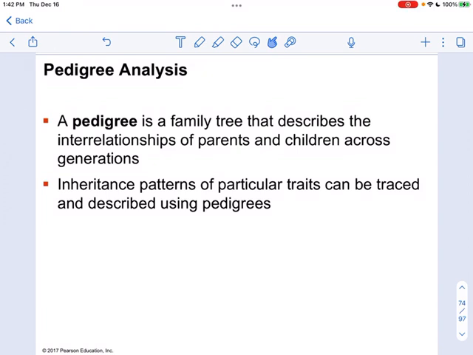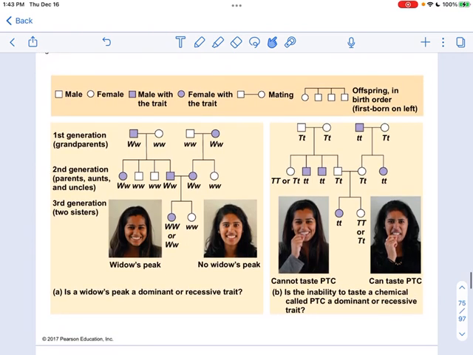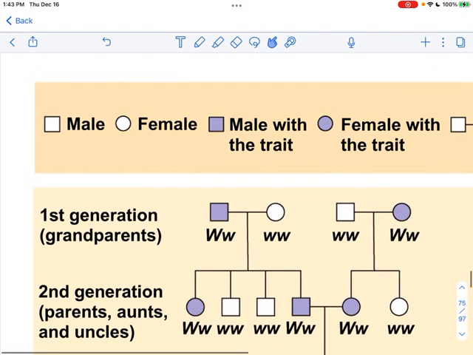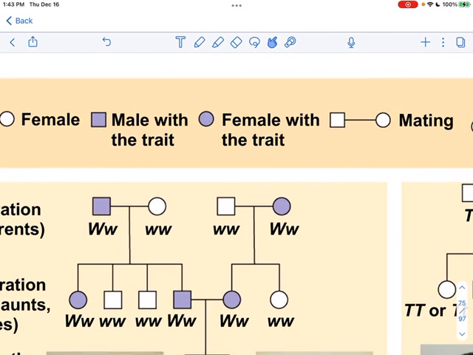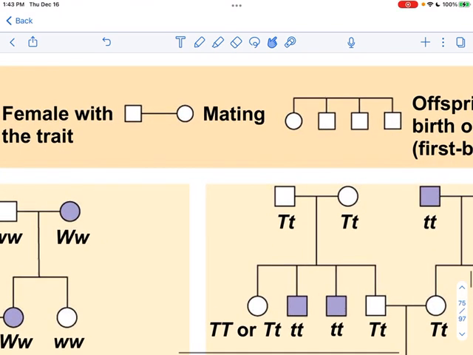My pedigree should look pretty similar in terms of its overall construction of circles and squares. If we look here, we can see some of the very basic symbols that we use for pedigrees. A square indicates a male. A circle indicates a female. If they're shaded in, they have the trait that we are following. A horizontal line that joins a male and female indicates a mating.